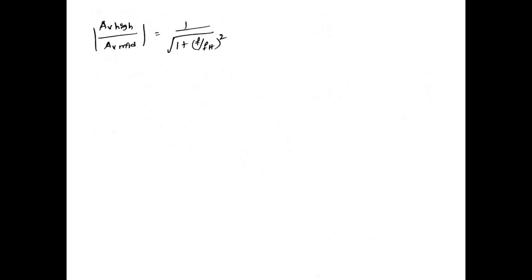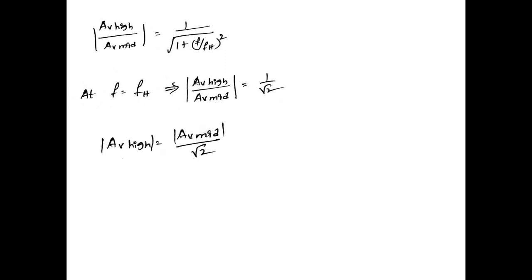You try to calculate the magnitude. AV high divided by AV mid is equal to 1 divided by square root of 1 plus F by FH whole square. At F equal to FH, AV by AV mid is equal to 1 by root 2. You try to calculate the magnitude when the applied frequency is exactly equal to the higher cutoff frequency. Then you are getting the ratio of AV high by AV mid equal to 1 by root 2. From this, AV high is equal to AV mid divided by root 2.